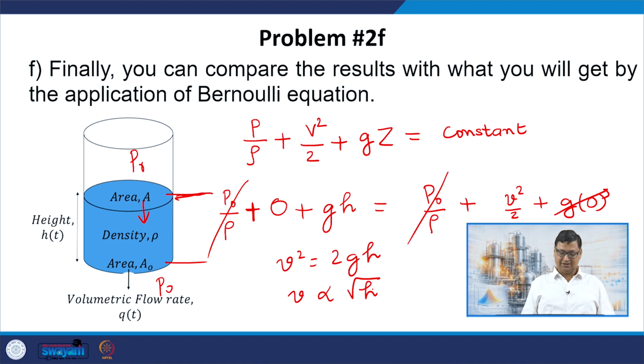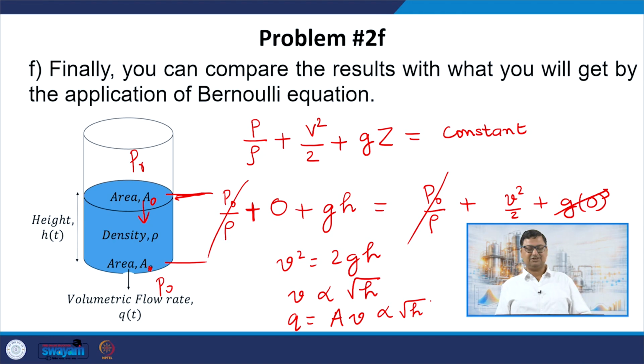And you may imagine that the volumetric flow rate is equal to A times V. I have defined this as area A and this as area A naught. A times V is also proportional to square root of h. So therefore, we have basically established what we have just established using the empirical equation, right? So it demonstrates the idea of equation of motion, it demonstrates the idea of material and energy balances, and finally it demonstrates both kinds of model, an empirical model and a fundamental model in this case.